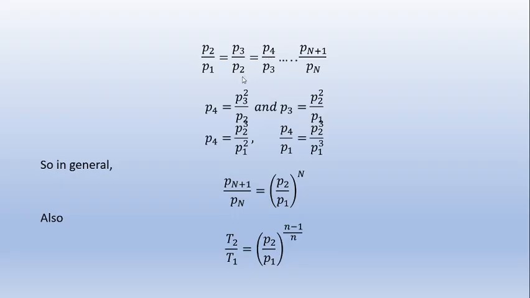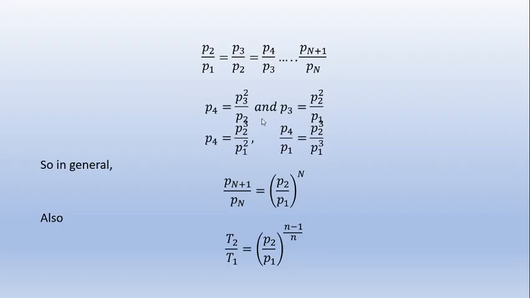Therefore, if we have n number of stages, then the equation will be P2 by P1 is equal to P3 by P2 is equal to P4 by P3, etc., up to Pn plus 1 by Pn. Now, from this expression, P2 by P1 is equal to P3 by P2, we will get P3 is equal to P2 square by P1, and from this we will get P4 is equal to P3 square by P2.